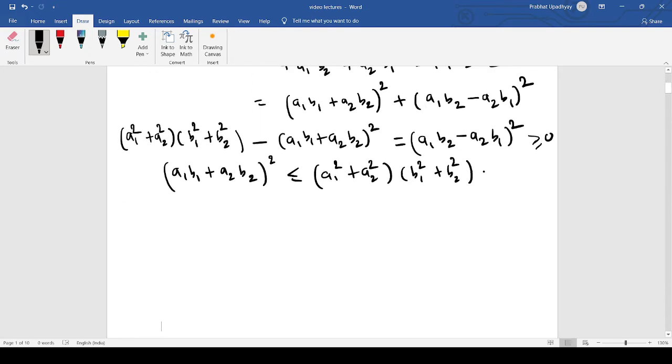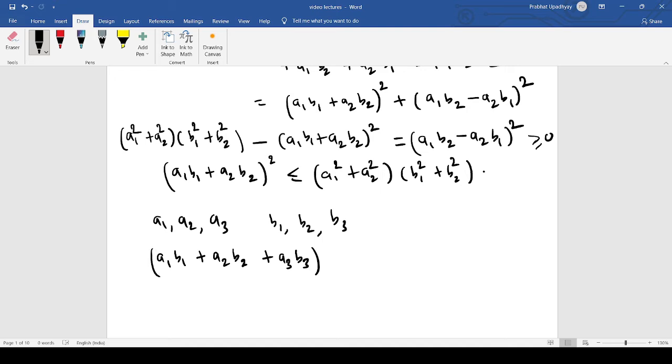That means if I have real numbers say a1 a2 a3 and b1 b2 b3, can I say (a1 b1 plus a2 b2 plus a3 b3) complete square is less or equal to (a1² plus a2² plus a3²) into (b1² plus b2² plus b3²)? So my question is, can we say this? Let's try to see it.